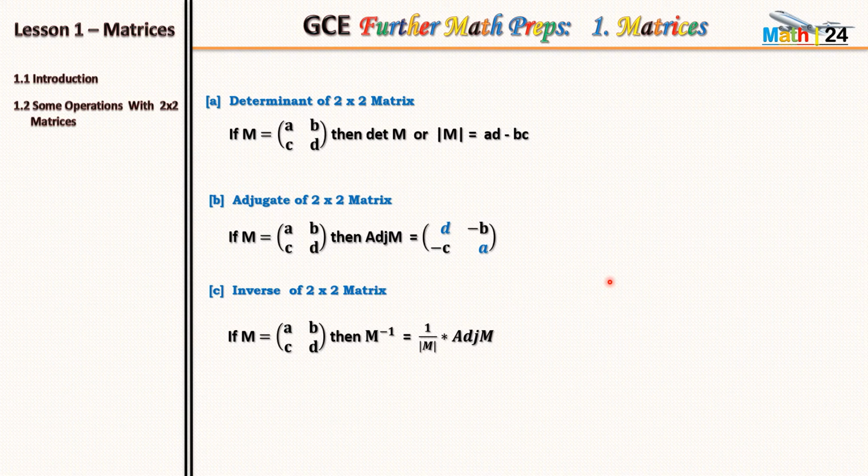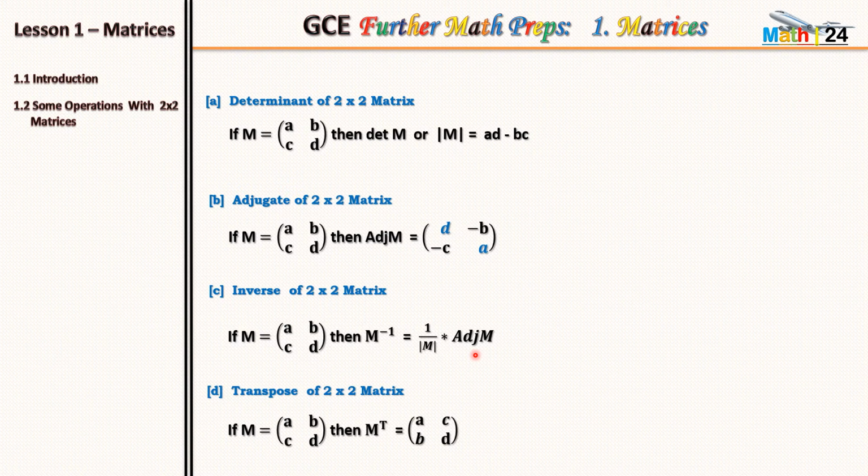The inverse of a 2 by 2 matrix is the quotient of its adjugate and its determinant, or it is 1 over the determinant times the adjugate of that matrix. The transpose of a 2 by 2 matrix is obtained by changing rows for columns or by swapping rows for columns. So this first row a b now becomes the first column a b. The second row c d becomes the second column here, c d. And all of these properties are very important as we look at the properties of 3 by 3 matrices and higher matrices in further matrices.